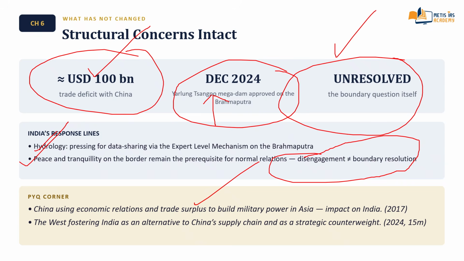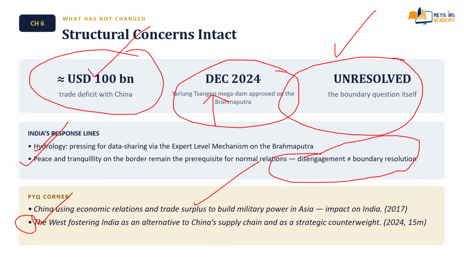And the next question: the West is fostering India as an alternative to reduce dependence on China's supply chain and as a strategic ally to counter China's political and economic dominance. Explain this statement with examples. This question was asked in 2024 as a 15 marker question.